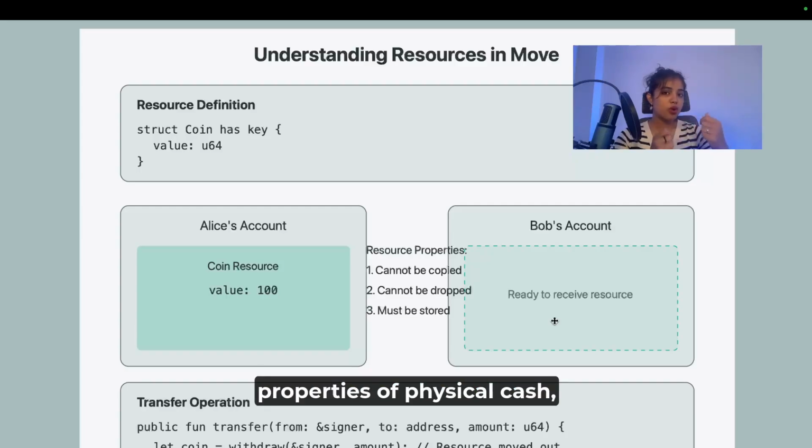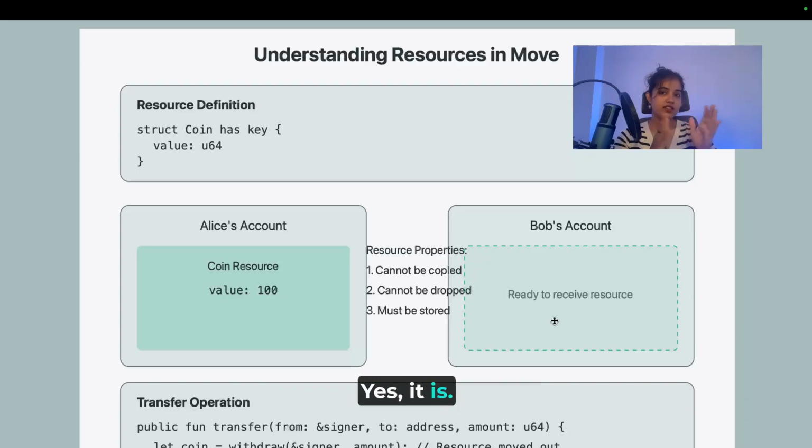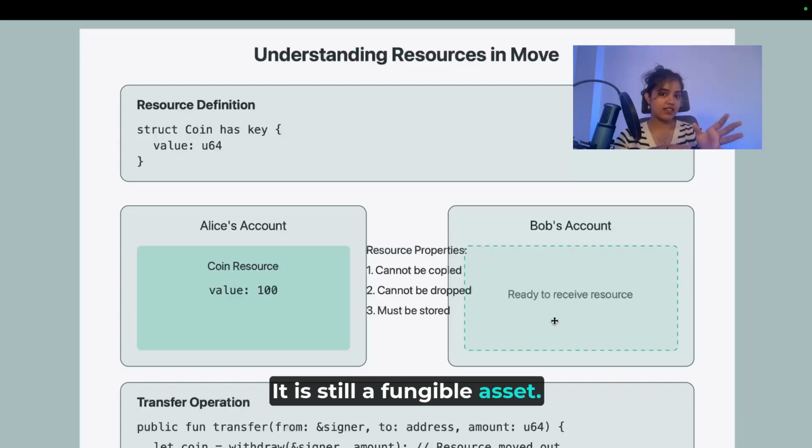Because if we look at the properties of physical cash, the two most important things that we look at is that you cannot copy a note. Yes, it is still a fungible asset, but you're not essentially copying the same note. Similarly, you cannot randomly destroy the note out of nowhere. And these two properties are very important when we are talking about storing digital assets.